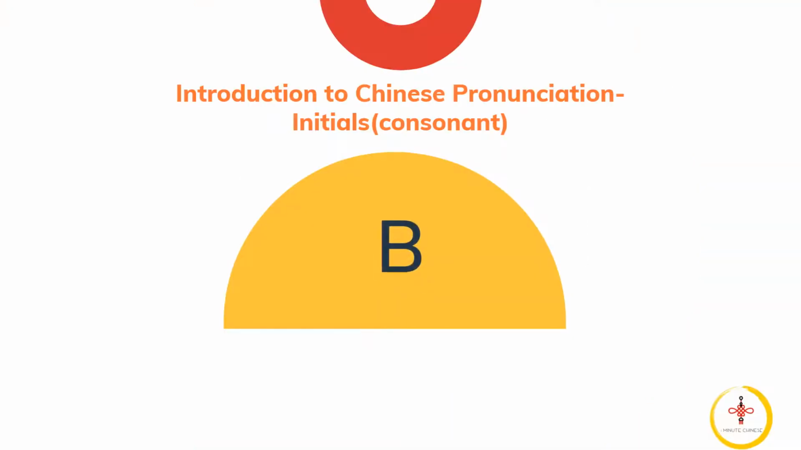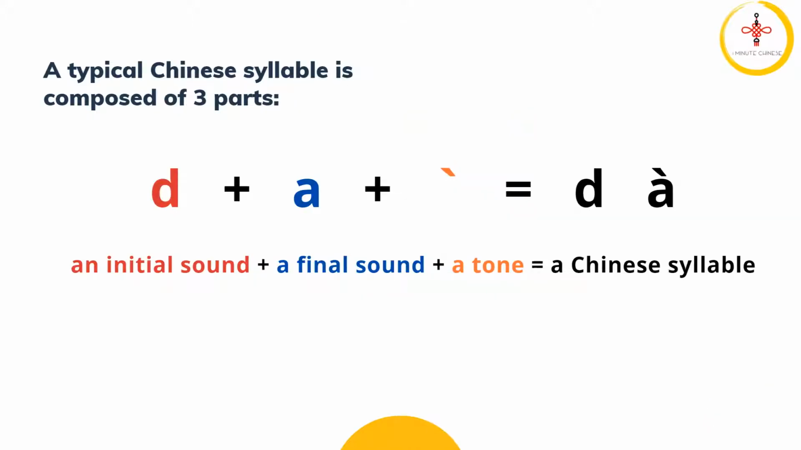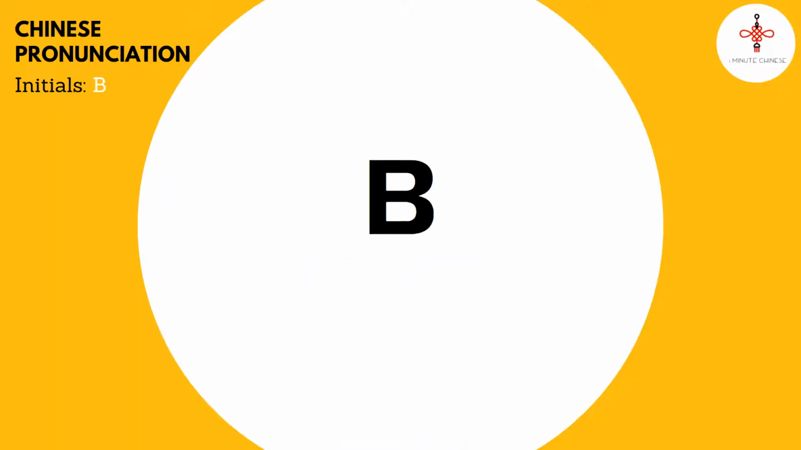In this lesson, we will talk about the introduction to Chinese pronunciation, the initial consonant, b. Before we start today's lesson, let's do a quick review of the Chinese syllable. A typical Chinese syllable is composed of three parts: an initial sound, the consonant, a final sound, the vowel, and a tone similar to the intonation in English. Make sure you go back and watch our previous videos, The Sounds of Chinese Syllables Part 1 and 2, so you will have a better understanding of the Chinese syllable.